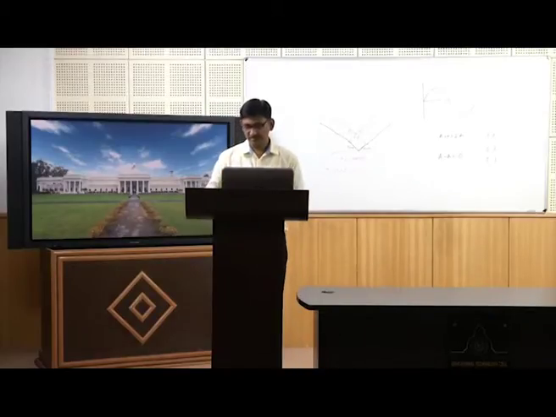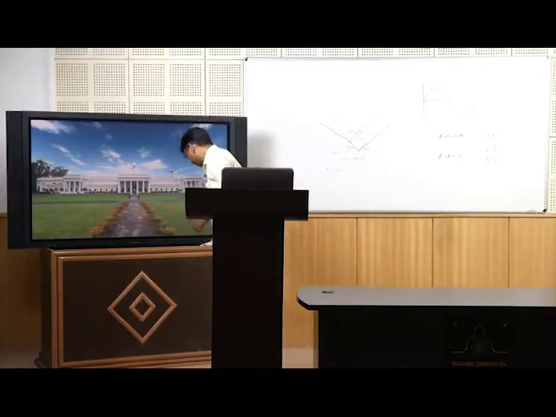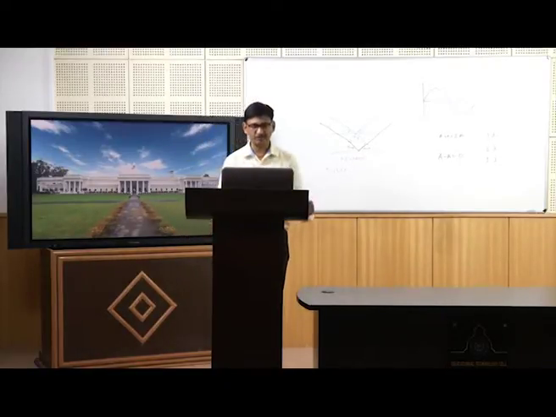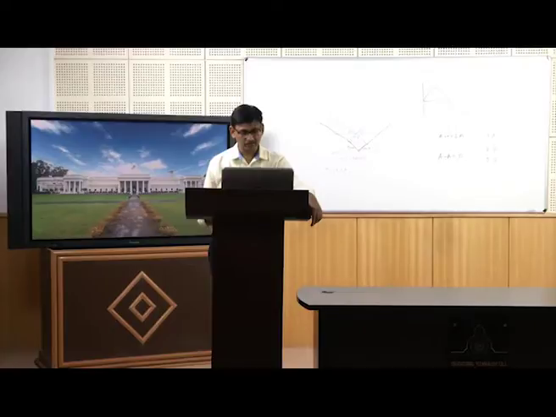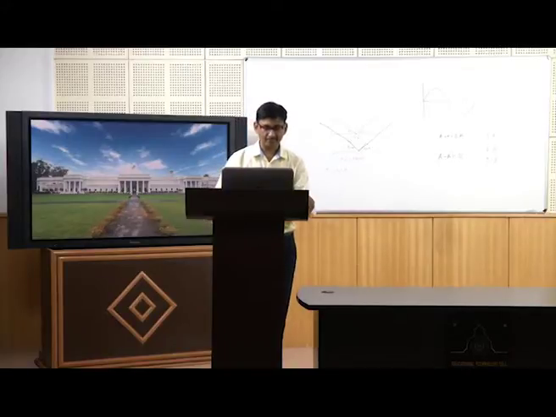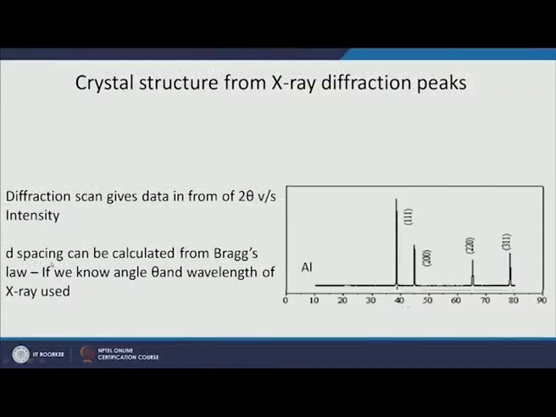This is my essential condition for diffraction, and this simple equation was given by the father and son team of W. H. Bragg and W. L. Bragg, and they got the Nobel Prize for giving this equation. So, once I know the angle theta and the wavelength of the X-ray, I can calculate the d spacing.